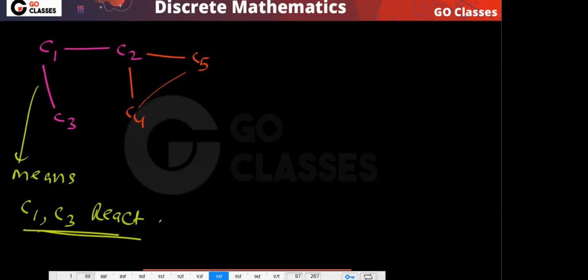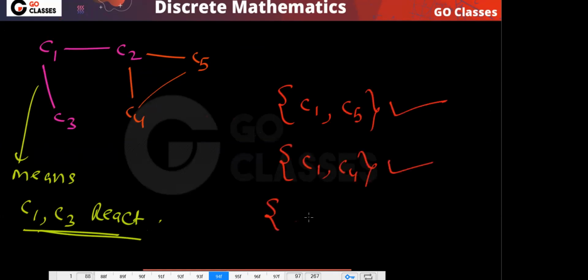So basically we need an independent set. I cannot put them together. So for example, I can put C1, C5 together. This is fine. C1, C4, I can put together. This is fine. And what is the largest independent set? Tell me. From here, only one chemical I can take.